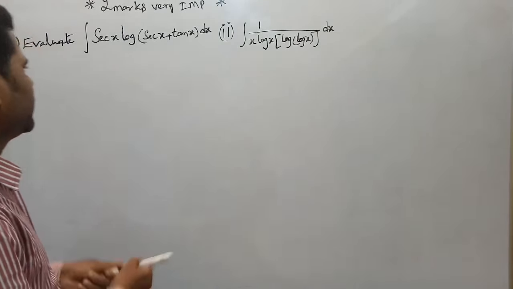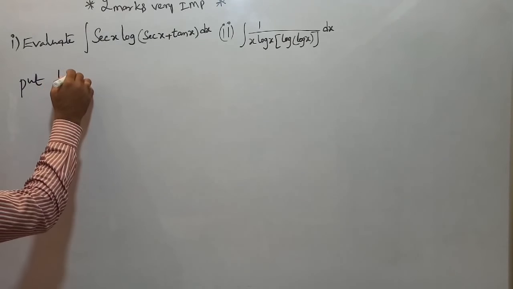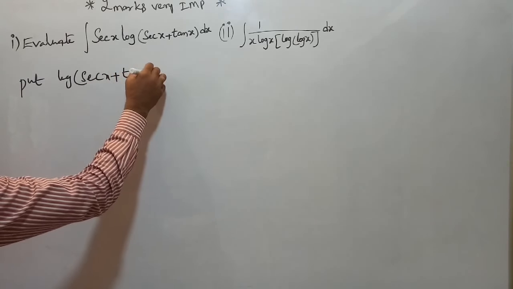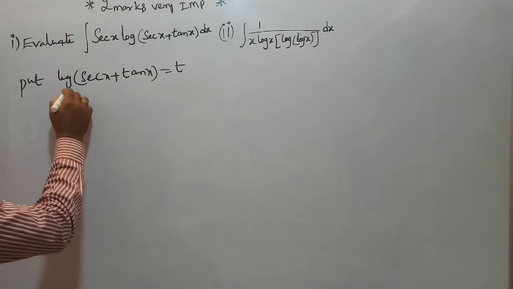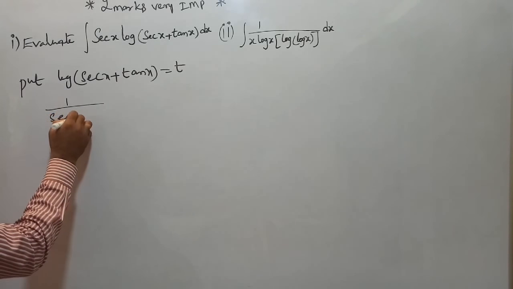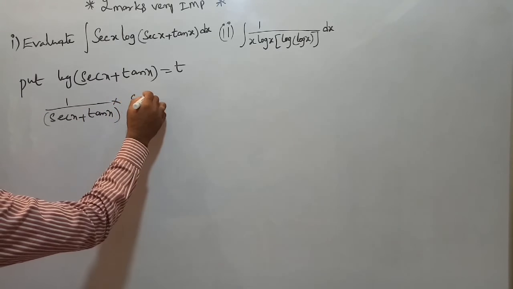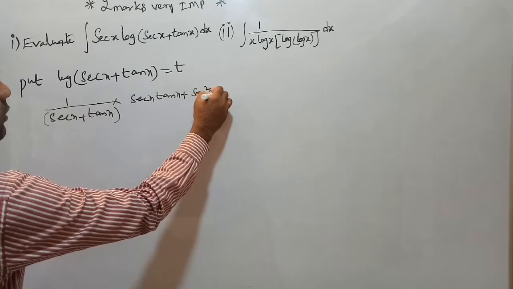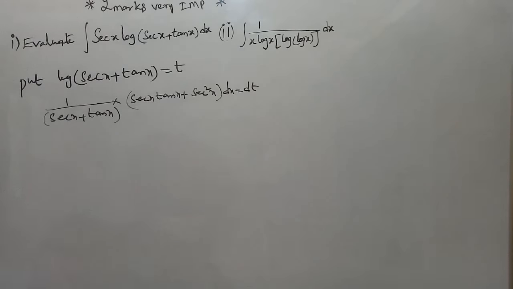Question number 1. Put log of secant x plus tan x is equal to t. Now derivating on both the side, 1 by secant x plus tan x into secant x tan x plus secant square x into dx is equal to dt.